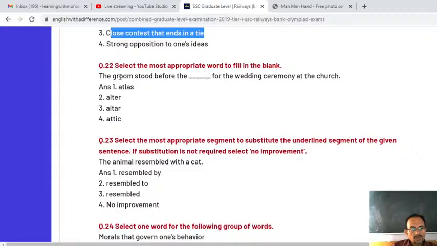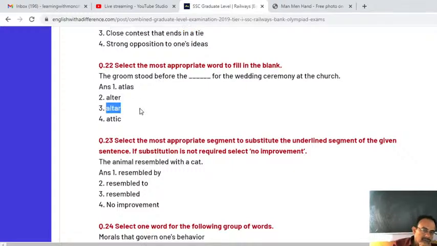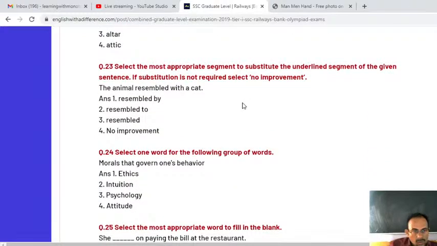Anyway, next is 22. The groom stood before the dash for the wedding ceremony at the church. What do you think should be the answer? Do you know what is the meaning of alter, ALTER? Alter means change. So you know what is the meaning of altar here. It should be ALTAR. Altar is the correct answer. So the groom stood before the altar for the wedding ceremony. Okay, so hopefully you have understood, dear students.